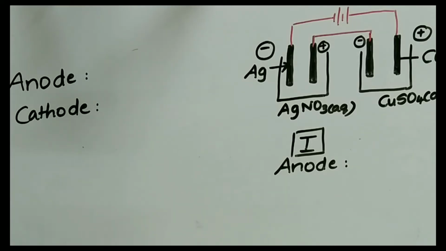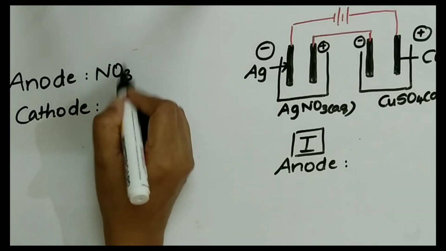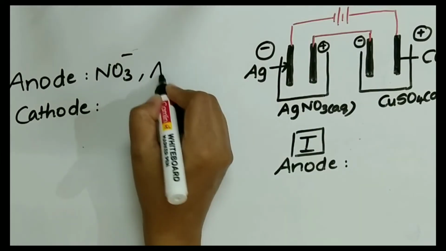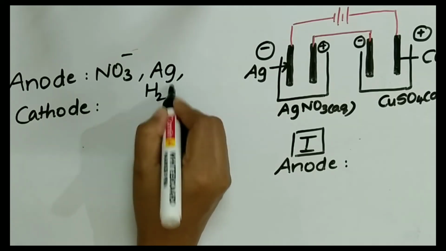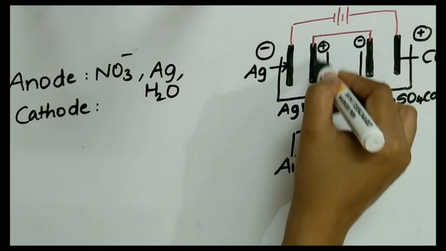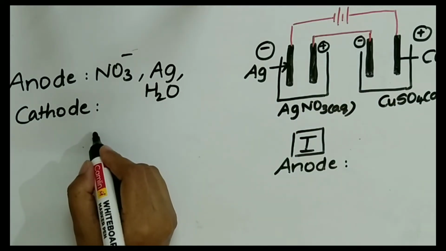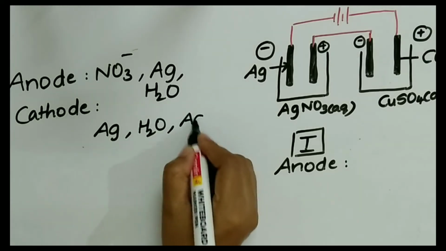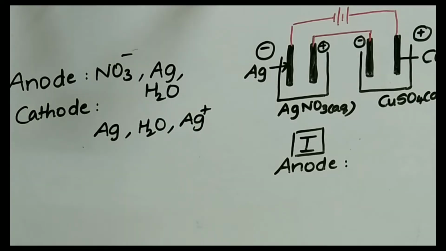So products in the first cell at anode: AgNO3, if it splits, what will happen? It will form Ag+ and nitrate ions. So nitrate ions will move towards anode, negative ions towards the positive electrode. Ag is there, which is the electrode, and water is also present, because it is in the aqueous form. What about cathode? Same, we are talking in the first cell. At cathode, the Ag electrode is already there, water is there, and Ag+ ions will move.